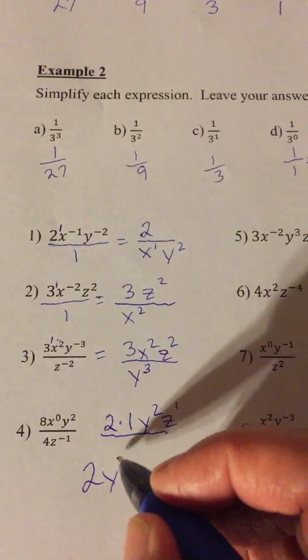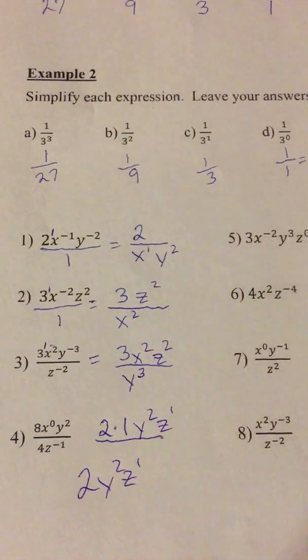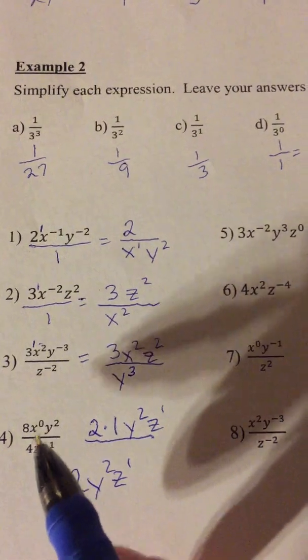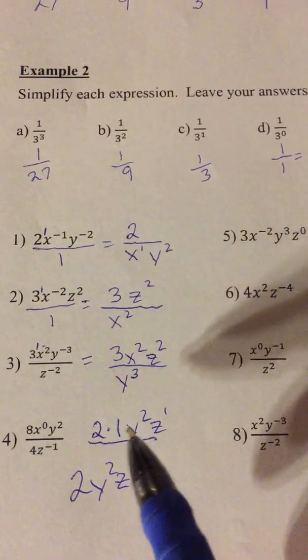So this is just a plain old 2, y squared, z to the 1 is your final answer, and it is all on top, so you don't have to put it over 1. Just remember that x to the 0 power became the 1. That's why times 1 didn't change anything.